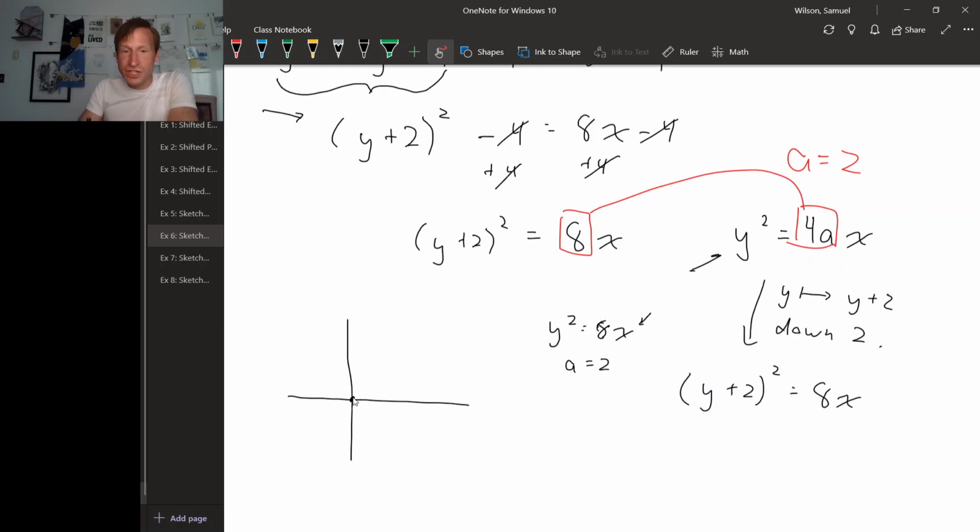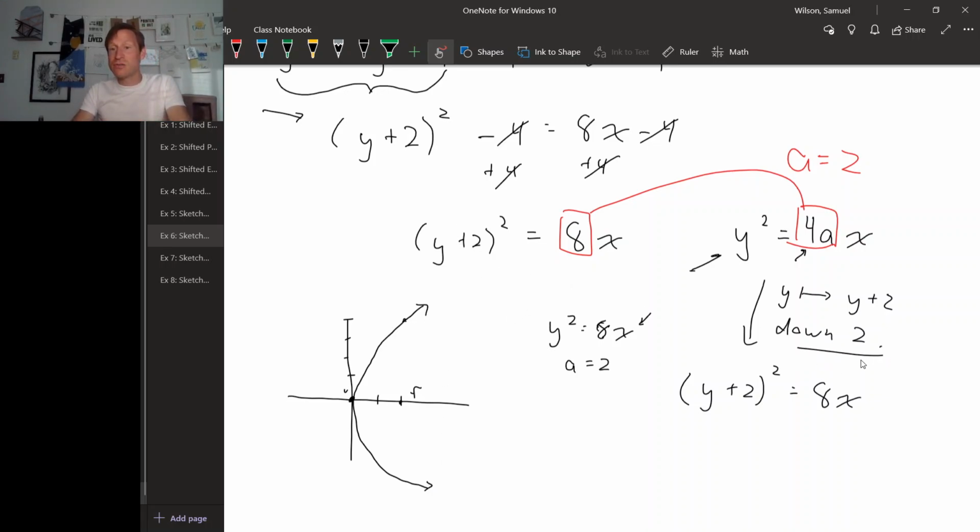So in the unshifted equation, the vertex is at the origin, and then right 2, and there's the focus. Here's the vertex. And the focal radius is 4. Yes, the focal diameter is 8, and so the focal radius is 4. So 1, 2, 3, 4 here, something like this. Okay, so that's the unshifted parabola.